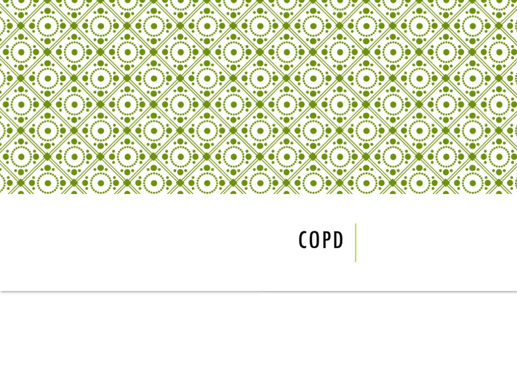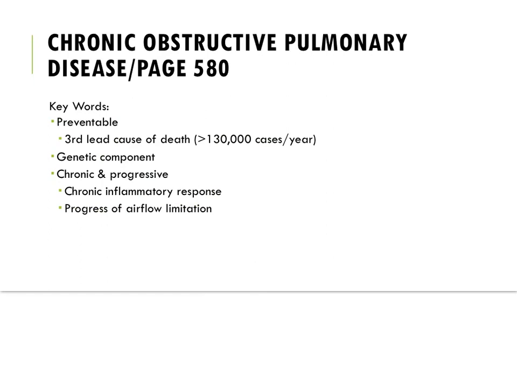Okay, next we're going to talk about the pathophys of COPD, which starts on page 580 in your textbook. Okay, so chronic obstructive pulmonary disease. Page 580, as we said, just some key words that you're going to want to focus on when we're talking about this particular disease. It's preventable. We'll talk about what patients can do to avoid it, but currently third leading cause of death in the United States. Does have a genetic component. We'll talk about that. And it is chronic and progressive.